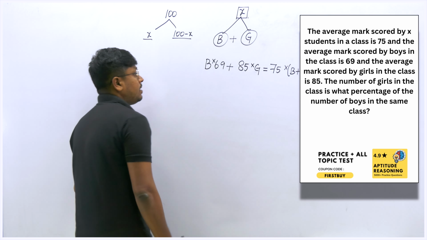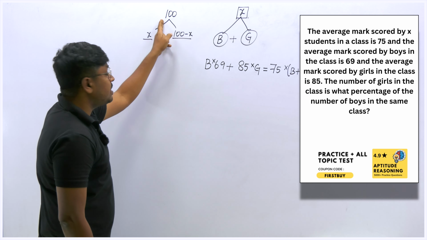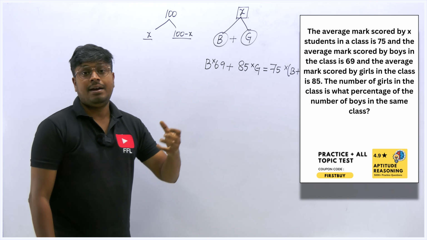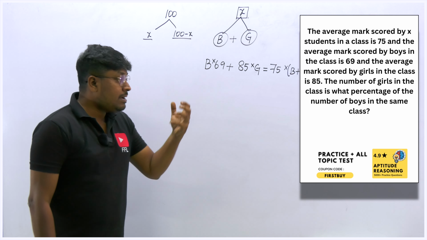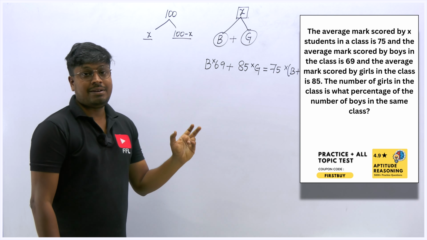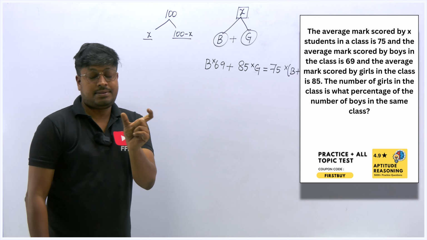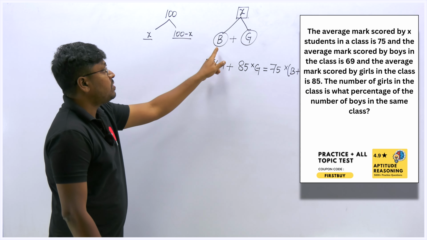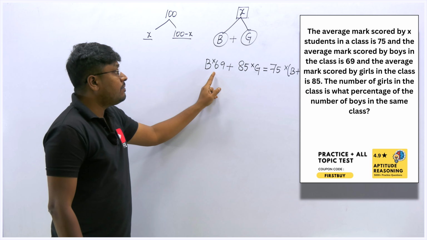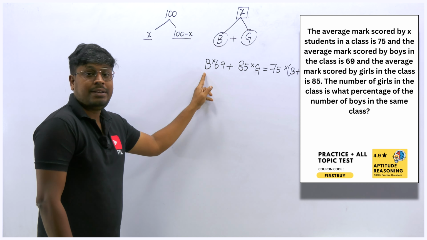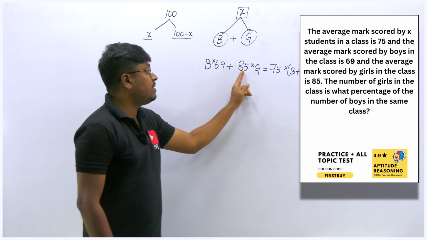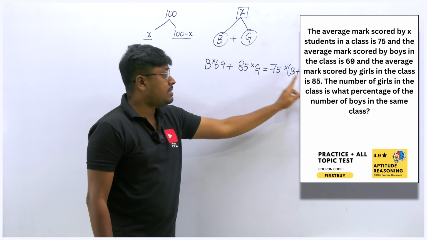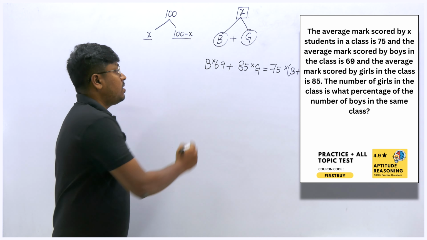So friends, understood or not? In the previous question they gave the total, so we solved it by assuming X. But in this question, the total was not given; they have given it as X. So inside the X, we have boys as well as some girls, so we can assume boys and girls and then frame an equation: total number of boys into their average, total number of girls into their average, and total strength into boys and girls. So now we can solve it.